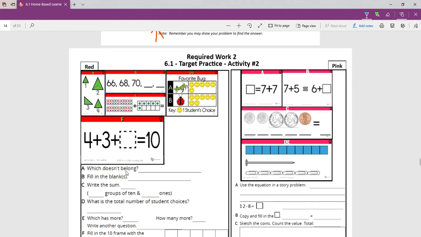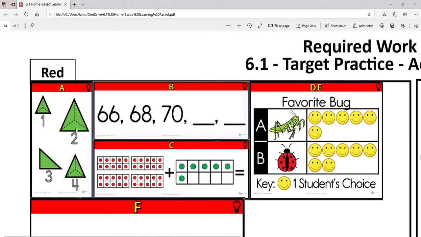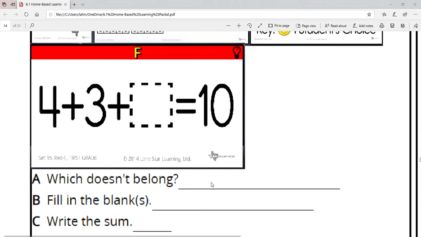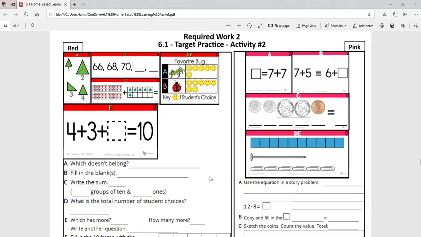Which doesn't belong? Which one does not go with the other ones? Look at 1, 2, 3, and 4, and study those pictures. Let me zoom it in so you can see it better. There it is. What do you see that's different from these pictures? Which one is different? You're going to write that number, is it 1, 2, 3, or 4? You're going to write that number right here on the first blank. Okay? Easy peasy. Now let me put my notes on again.